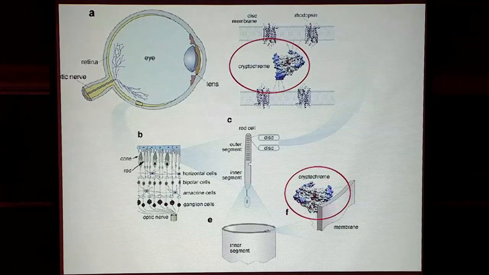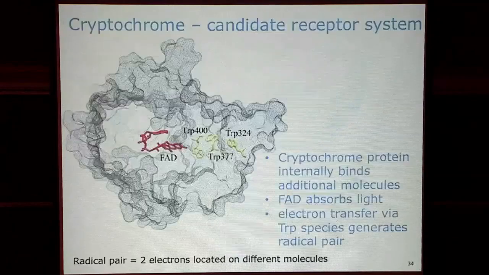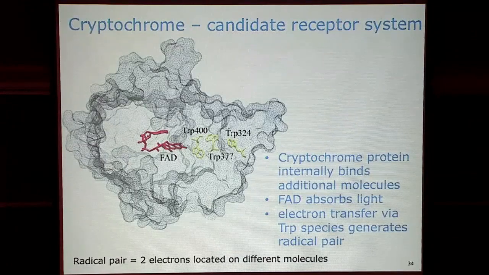And this cryptochrome is a complex which is known to exist in the bird's brain. It's a candidate receptor system. This internally binds some additional molecules. And this one here, called FAD, flavin adenine dinucleotide, does the absorption of light. So this absorbs visible light. And then there's some electron transfer via these tryptophan type of molecules. This electron transfer generates a radical pair.